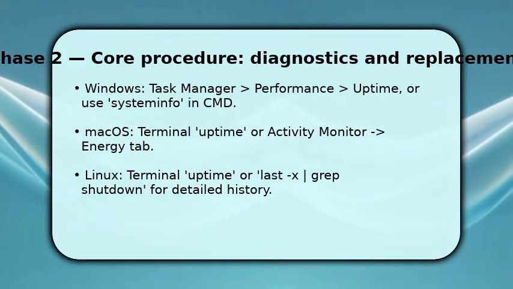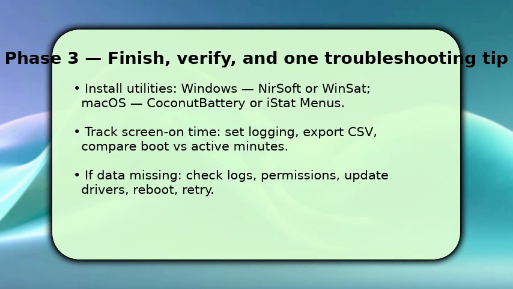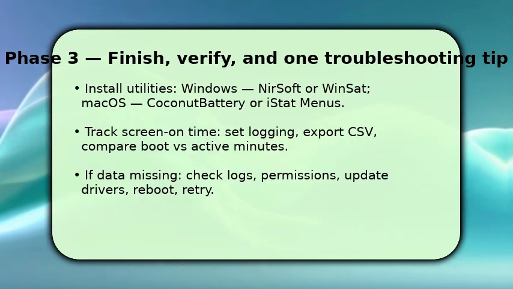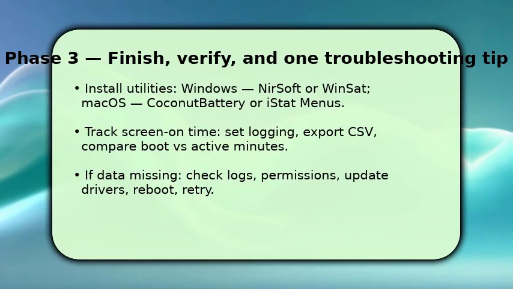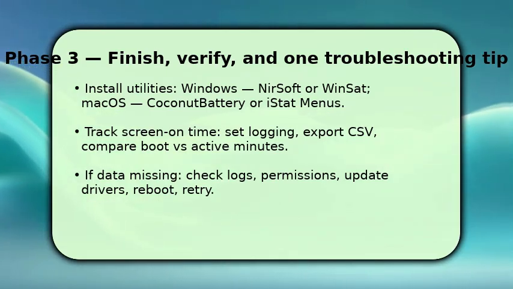Finally, you install a monitoring app when you need detailed screen-on statistics and historical logs. These apps log when the display was active and export CSV for analysis. Once installed, enable continuous logging and set the interval to 1 to 5 minutes for a balance of accuracy and battery use. If apps show incomplete data, check file permissions, system log settings, and graphics driver updates. Then reboot and rerun the capture.